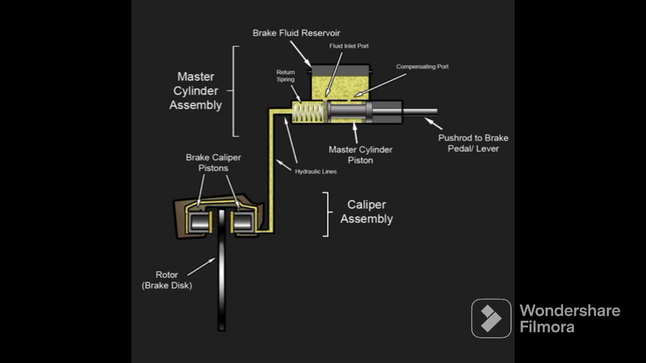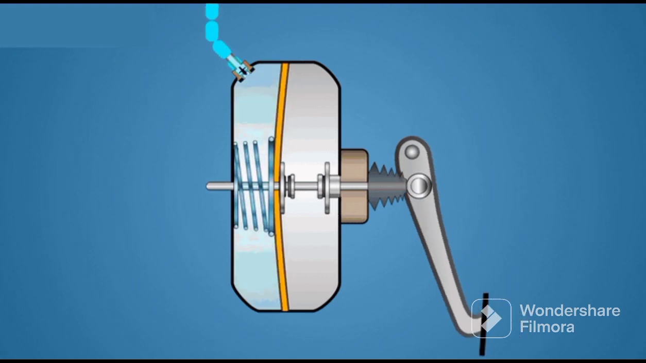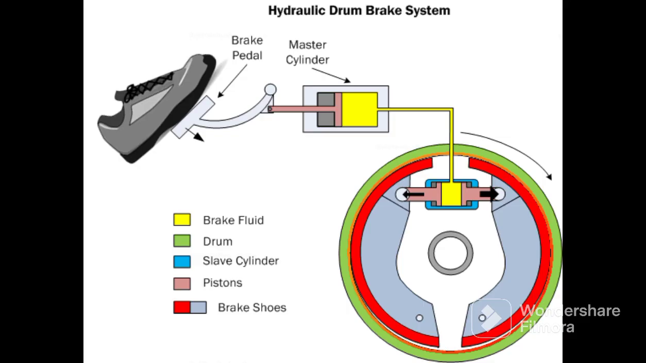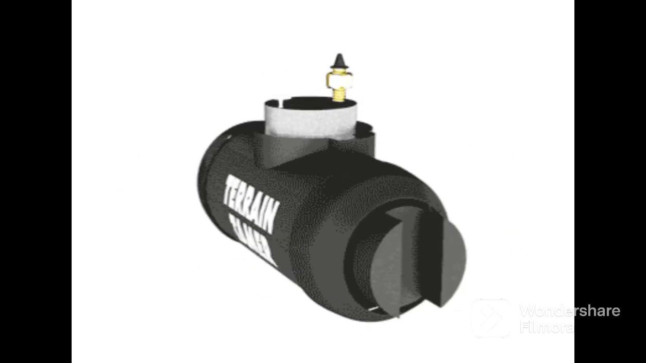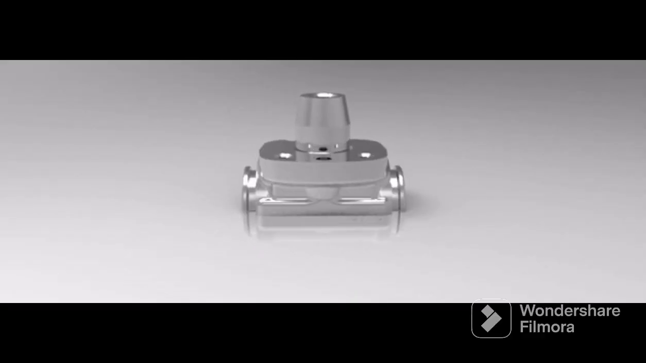Now let's discuss parts of the brake system. Brake booster. The brake booster is a device that amplifies the force applied to the brake pedal, making it easier for the driver to apply the brakes. Master cylinder. The master cylinder is a hydraulic pump that generates pressure in the brake lines, which in turn applies force to the brake pads or shoes.